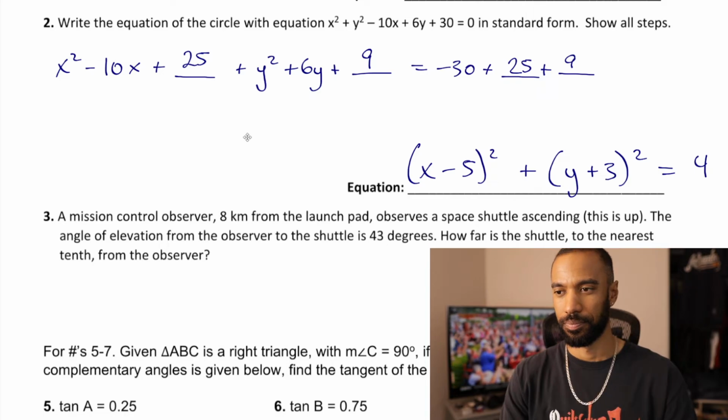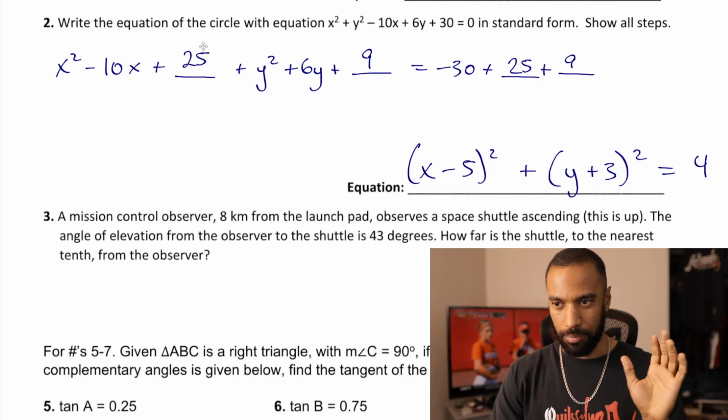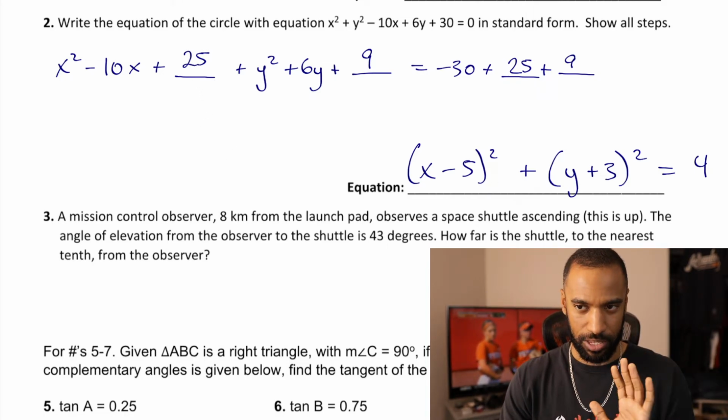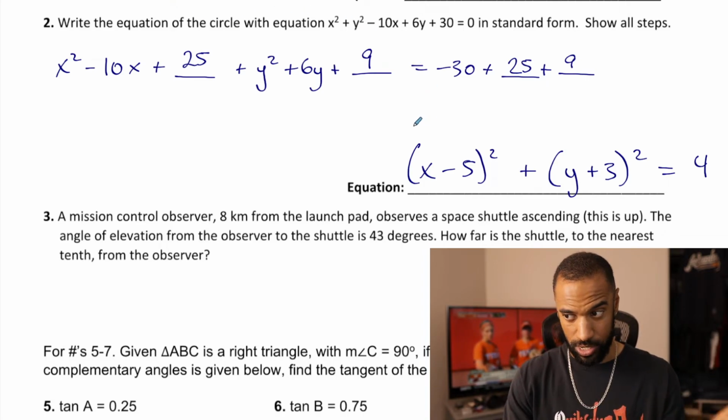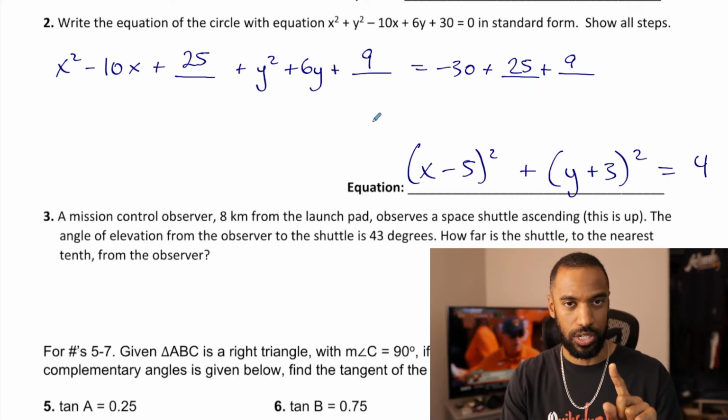There you go. I'm reading everything. They're not asking for anything else, including the center, which is at 5, negative 3, and the radius, which is 2.